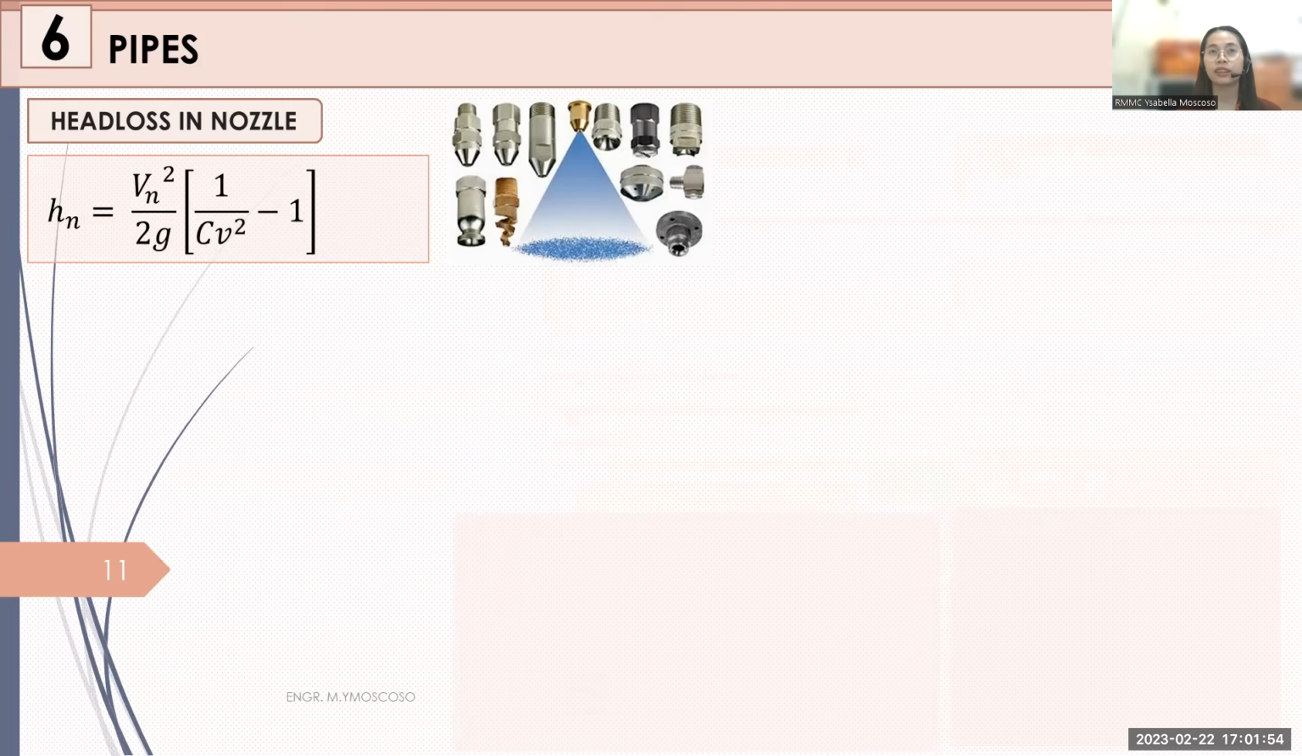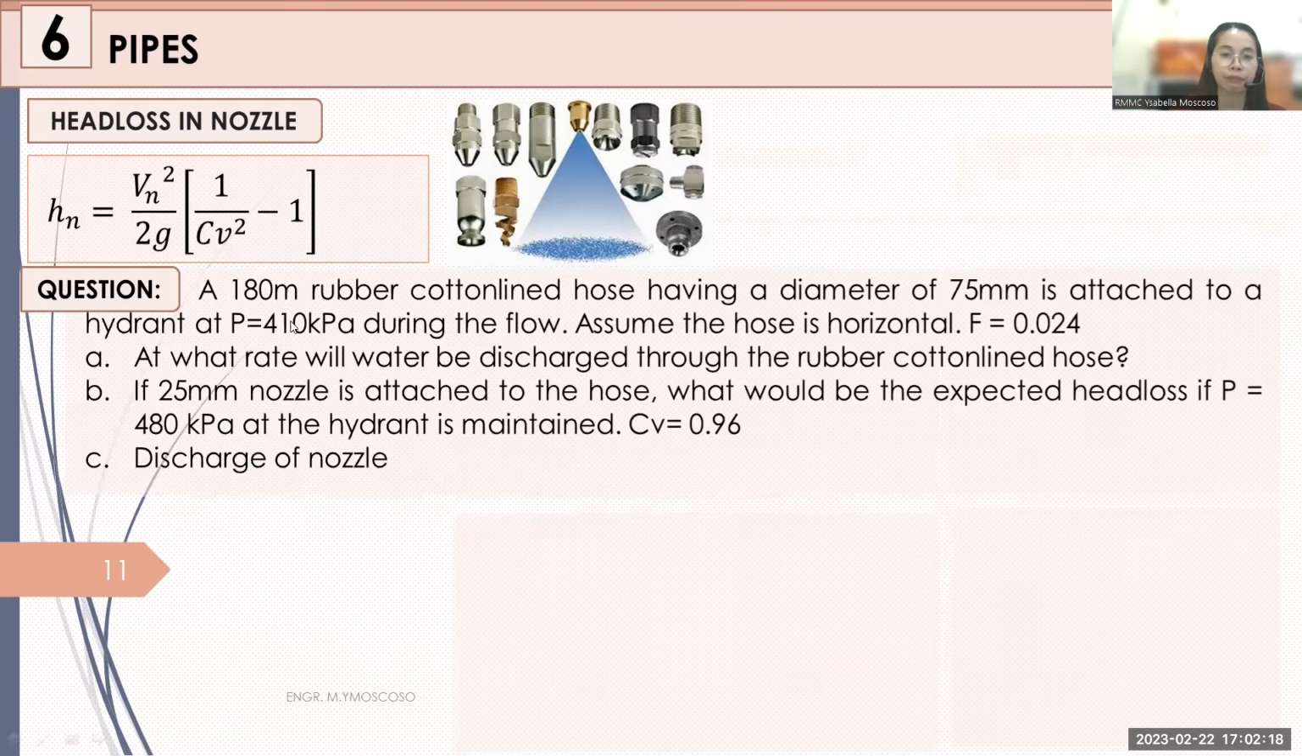Since sa nozzle ninyo is dumadaan yung tubig, nagta-touch yung tubig sa nozzle ninyo, therefore, meron ding head loss between the two. And the formula for that one, that is the velocity of the nozzle squared divided by 2g times 1 over Cv squared minus 1. Cv here is your coefficient of velocity. Okay? Let us try to answer this one.